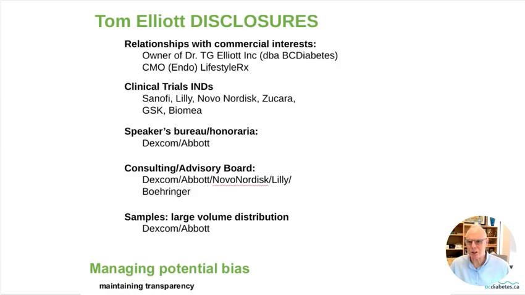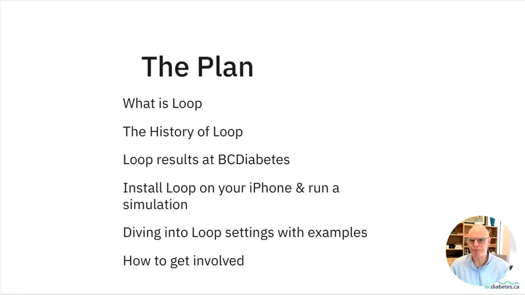In terms of my disclosures, I am in the diabetes business. I run BCDiabetes for profit. I'm involved in clinical trials. I do speaking for Dexcom and Abbott. I'm on advisory boards, and I distribute large volumes of samples from Dexcom and Abbott. In terms of managing potential bias, I like to think I'm keeping things transparent. Please tell me if this is not the case.